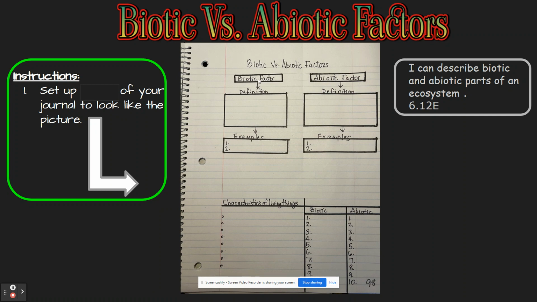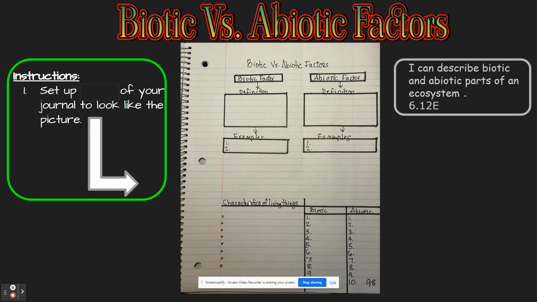Biotic factor, put an arrow, put a box here. It says definition, and I would give it at least 4 or 5 lines. Put another arrow underneath and put examples and put two lines there. And we're going to do the same thing to that other side. Abiotic factor, then put that arrow, and same size, 4 or 5 lines for the definition, a line here for the arrow, and then the examples here.